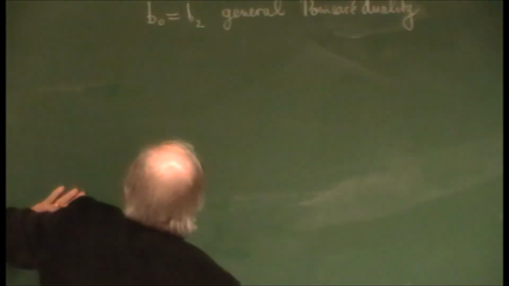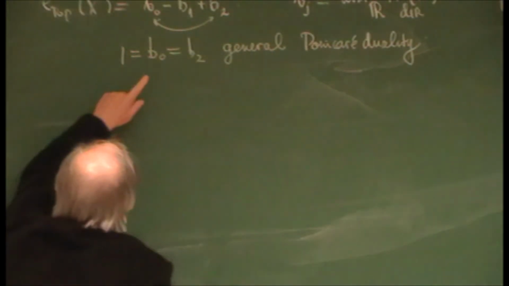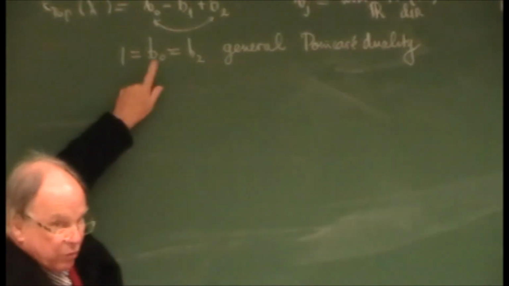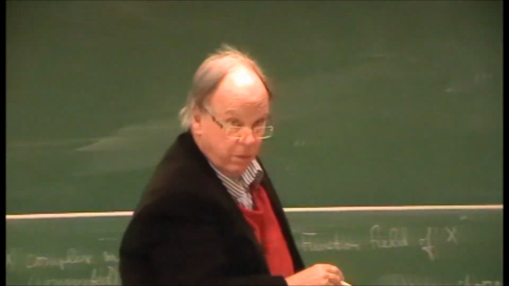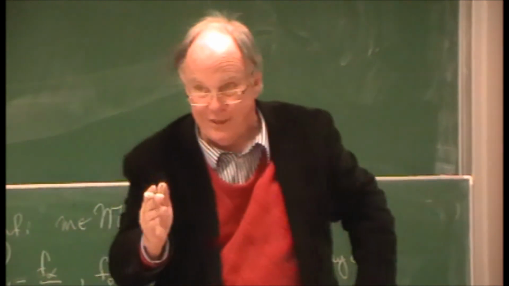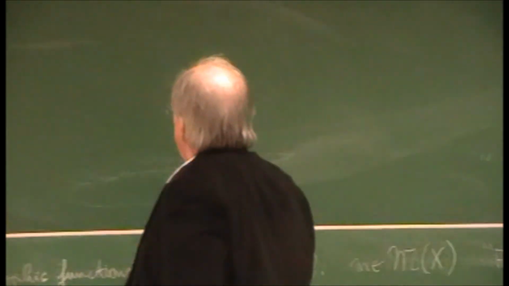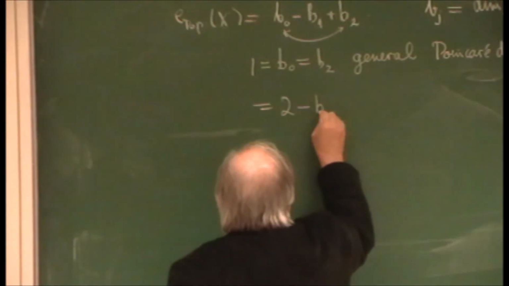So these two numbers are equal, and since the manifold is one-dimensional, they're one. This number is one because the manifold has one connected component. This reflects the manifold being connected. And this number is one because the manifold is oriented. Okay, so that's the first two here. So that says this thing is 2 minus the second Betti number.